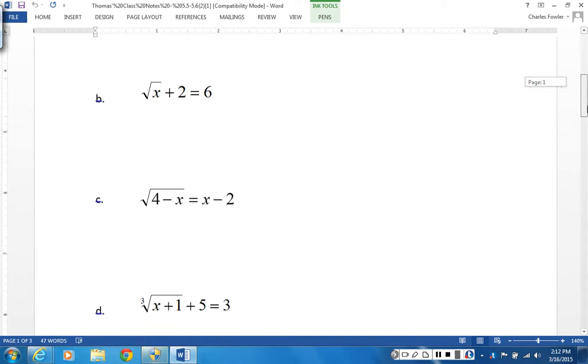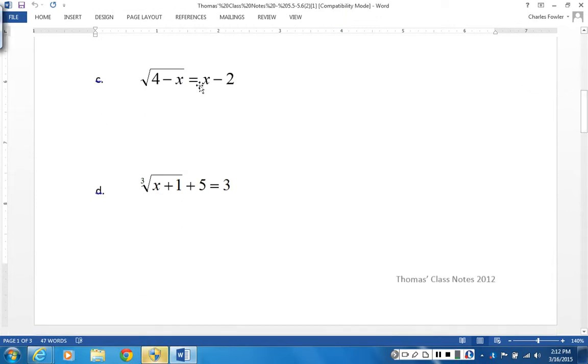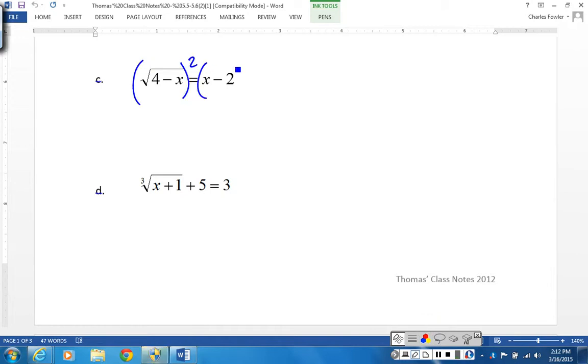Next, we have C: the square root of 4 minus x equals x minus 2. Again, we're going to square both sides. The radical was already on one side by itself. That way, you will just get 4 minus x equals (x minus 2) squared. Now, there's no shortcut way of doing this. You have to write this out twice. Some students make the mistake of trying to do some type of shortcut method. There is no shortcut method when there's a binomial square. You have to write this out twice and FOIL it.